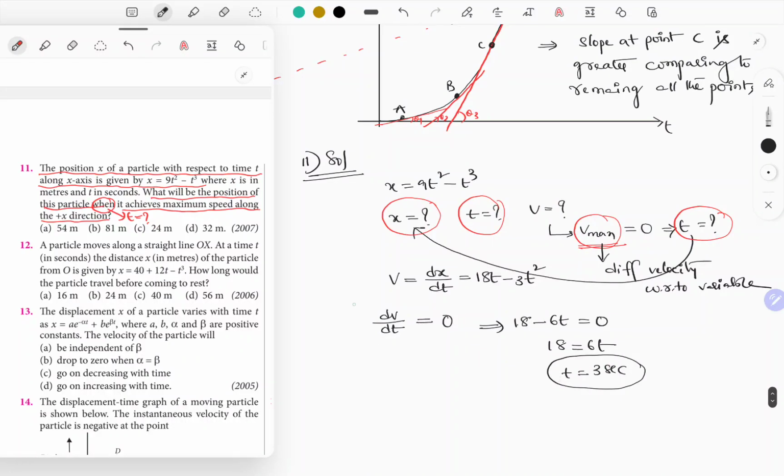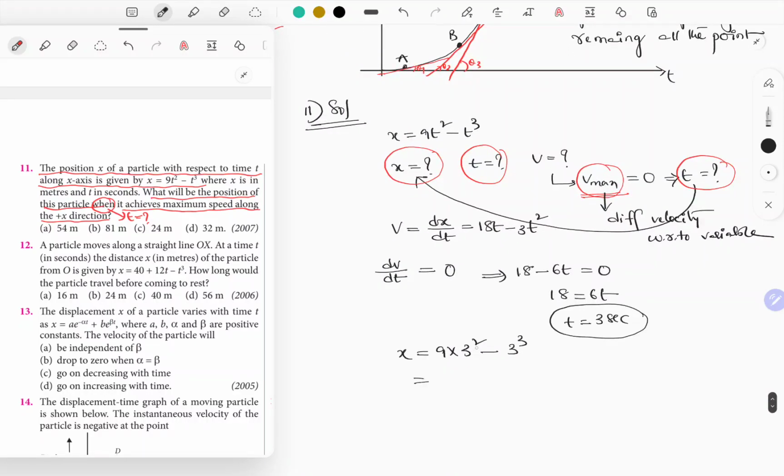Then you have to substitute this time in the given position, which is equal to 9 into 3 square minus 3 cube, where 3 square is going to be 9, 9 nines are 81, minus 27, which is equal to 54 meters. This is the answer. Hope you understood, guys.